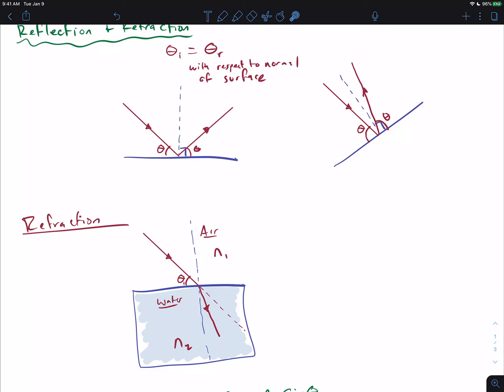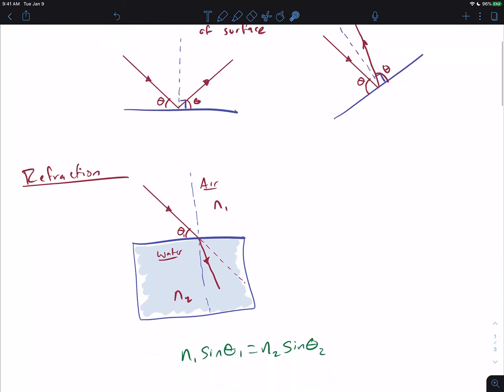This is dependent on something called Snell's law. My index of refraction is a measure of the material that the light is going through, and we're going to use this to describe how light moves from one medium through another with Snell's law, which is right here. So this is n1 times sine of angle 1. We'll call this my angle. And then n2 times sine of theta 2.